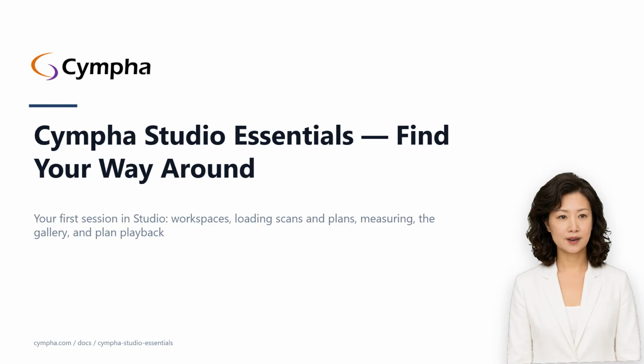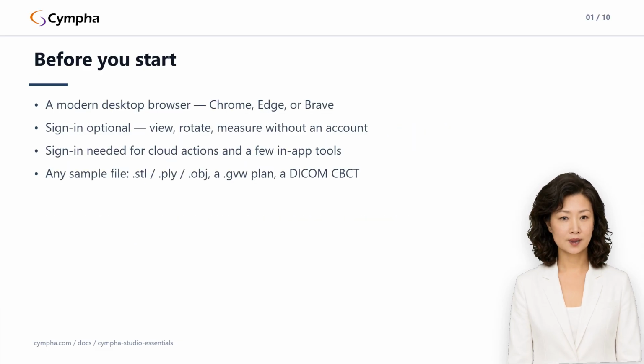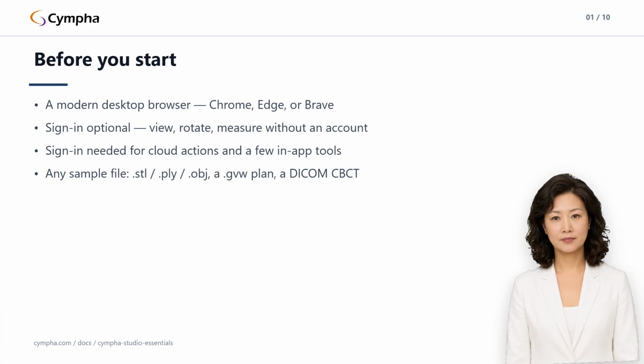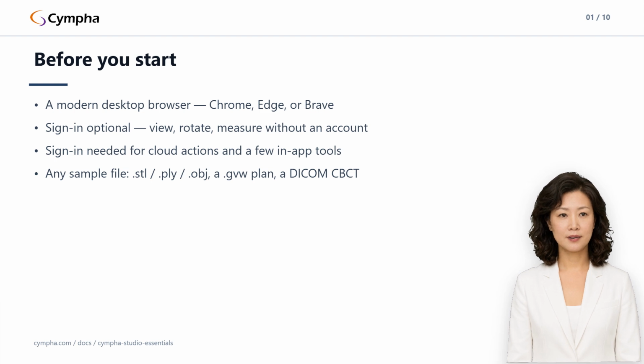3 things to have ready. First, a modern browser on a laptop or desktop, Chrome, Edge, or Brave. Studio does its heavy 3D work right in the browser. Tablets and phones can open the URL, but folder-based project save, articulation, and distance measurement only fire on real keyboards and pointer devices.